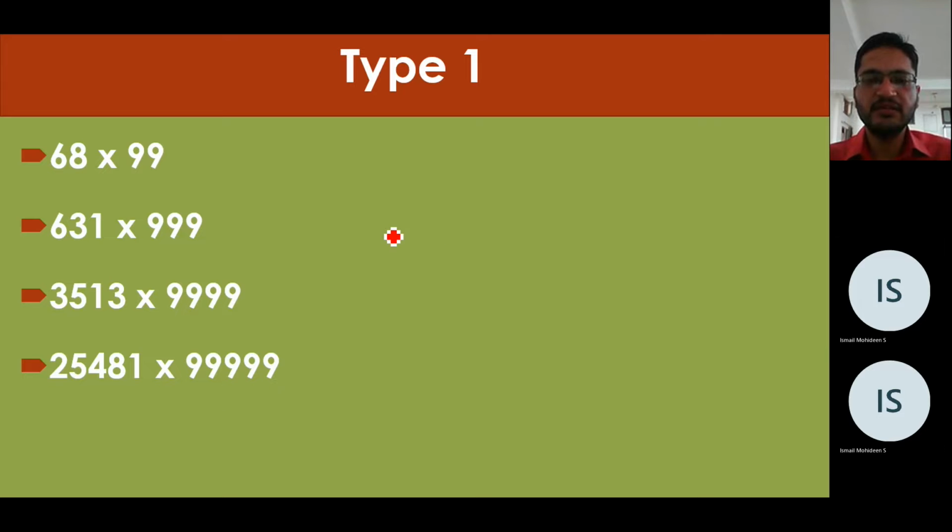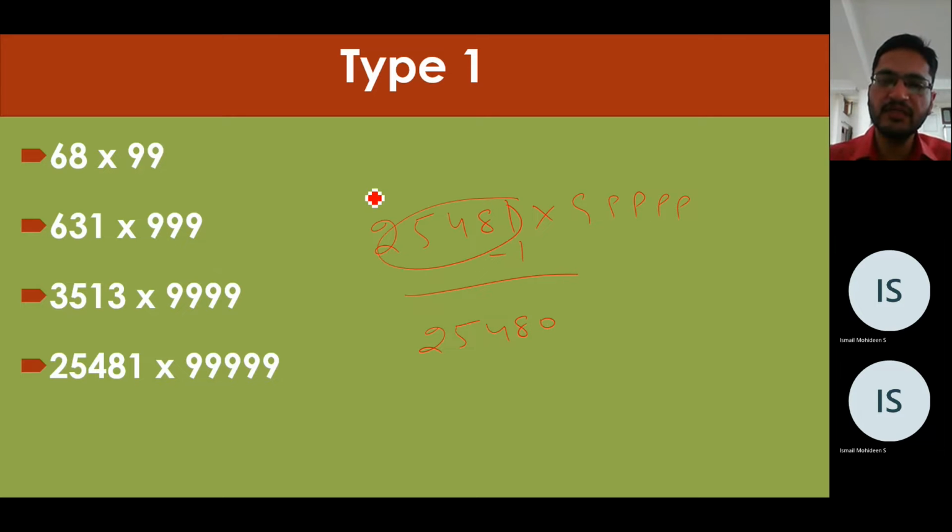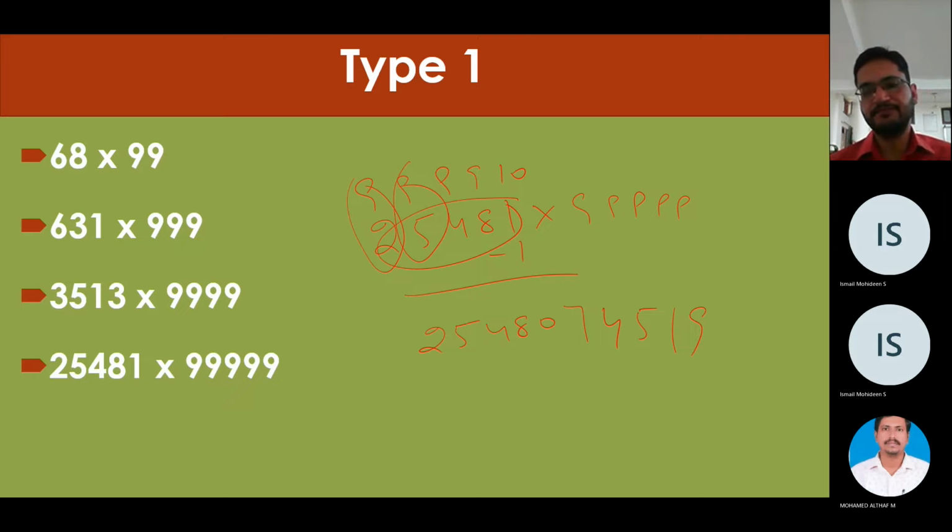In the last example, we have 25481 and we are to multiply with 5 nines. Subtract 1 from this number, 25480. Now we will find its complement, all from 9, last from 10, 7, 4, 5, 1, 9. So answer is 25480, 74519.